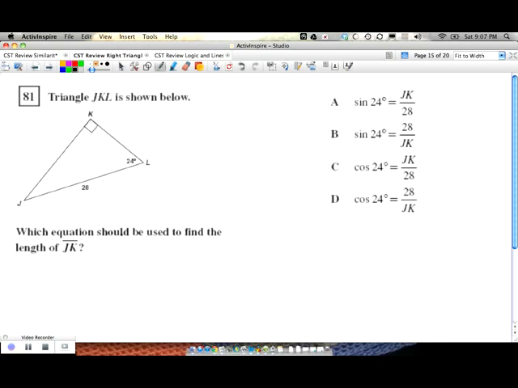Number 81 here, triangle JKL is shown below. Which equation could be used, or should be used, it says, to find the length of JK? Alright, we got 24 degrees, and all of these here in the answer is 24 degrees. So we're going to stick to this angle. That's the only relationship we have.